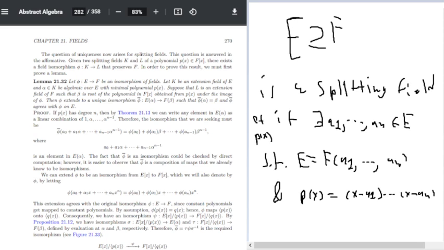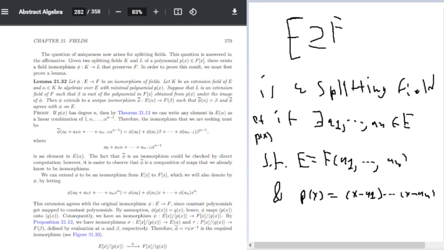Lemma 21.32. Let phi from E to F be an isomorphism of fields, and let K be an extension field of E, and alpha in K be algebraic over E with minimal polynomial p of x. Suppose that L is an extension field of F, such that beta is a root of the polynomial in F of x obtained from p of x under the image of phi. Then phi extends to a unique isomorphism from E adjoined alpha to F adjoined beta, such that alpha maps to beta, and the isomorphism agrees with phi on E.